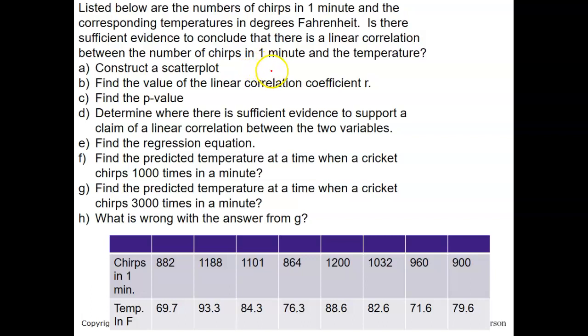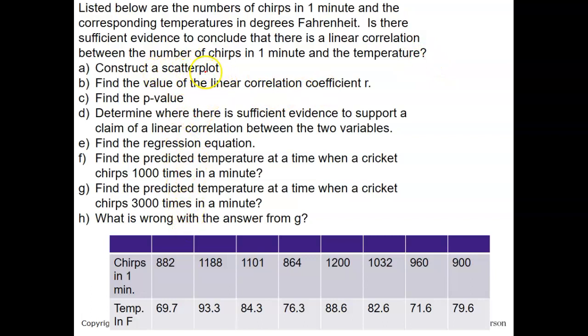So I want to go through kind of a summary of all of this. I know we went through a lot of that quickly, so I want to just show you what I'm talking about with these and what I'm expecting you to be able to do. This particular one, listed below, are the numbers of chirps in 1 minute and the corresponding temperature in degrees Fahrenheit. We're looking to see, is there sufficient evidence to conclude that there is a linear correlation between the number of chirps in 1 minute and the temperature? I've broken it down into several different questions here.